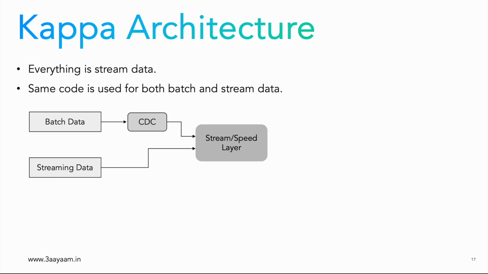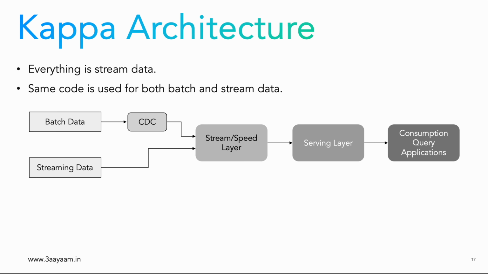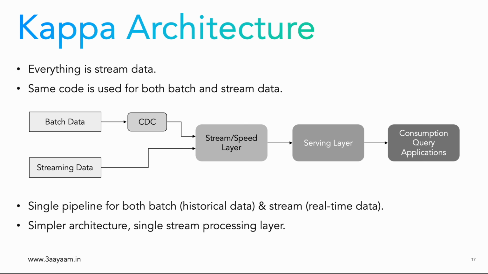And thereon, you can use CDC tools to capture all the data changes and put them to the stream or speed layer. And from there, you can insert it to the serving layer, and finally the query, consumption, and applications layer. So that's what Kappa architecture is. The advantage of Kappa architecture is that we can use a single pipeline for both batch processing and stream processing. As you already know, batch processing is used for historical data changes. We can do the transformation and modification and send data to the serving layer. And stream processing is real-time data ingestion. The biggest advantage of Kappa architecture is that it is much simpler because we only have a single stream processing layer.